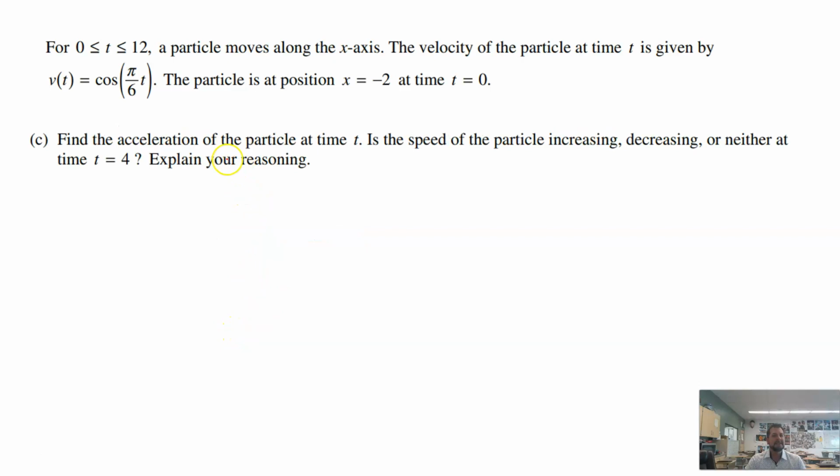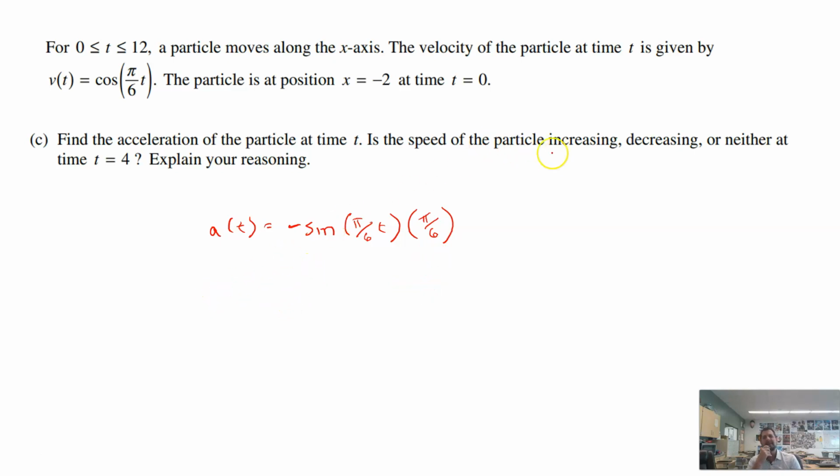On letter C, it says find the acceleration of the particle at time t. Okay, so it wants us to take the derivative. So I need my derivative function. I take the derivative of cosine, which is negative sine of pi over 6 times t, and then I multiply that by the derivative of pi sixth t, which is just pi over 6. So that is my acceleration.